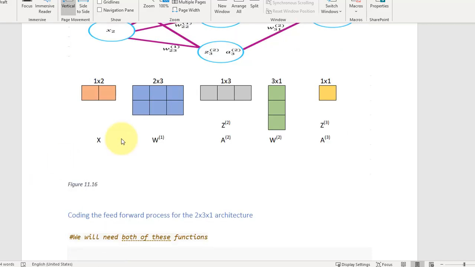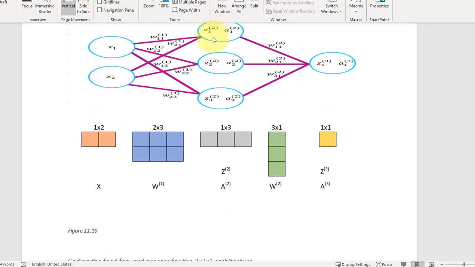Then we said that to get the Z1, Z2, Z3, that is to get this, what are we going to do? We're going to take this matrix times this matrix, and that's going to give us the correct values for the Z entries. So we're going to call this matrix Z2. We also have A2. A2 is the next step, where we put this into the sigmoid function or into the threshold function. But anyway, Z2 comes from this times this. So that's what we have in our code.